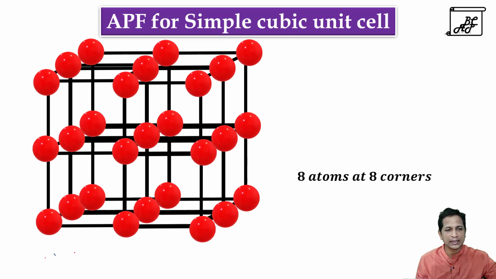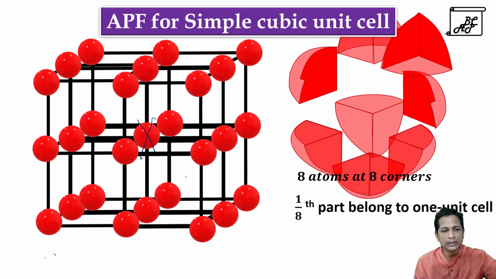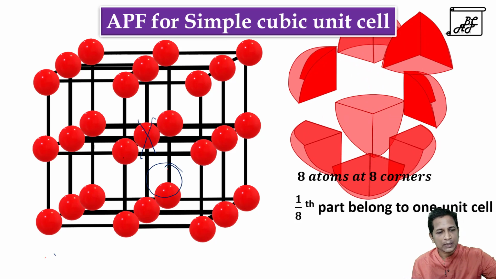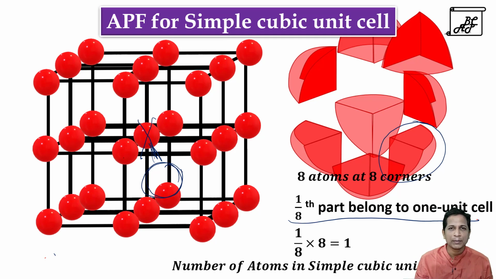Now consider this central atom. This central atom is shared by total 8 boxes. That means this atom is shared by total 8 unit cells. So I can say 1/8 of its part belong to this particular unit cell. If I am considering this unit cell, I can see this portion is belonging to this part. So therefore I can say 1/8 of its part belong to this particular 1 unit cell. So total number of atoms per unit cell is 1.